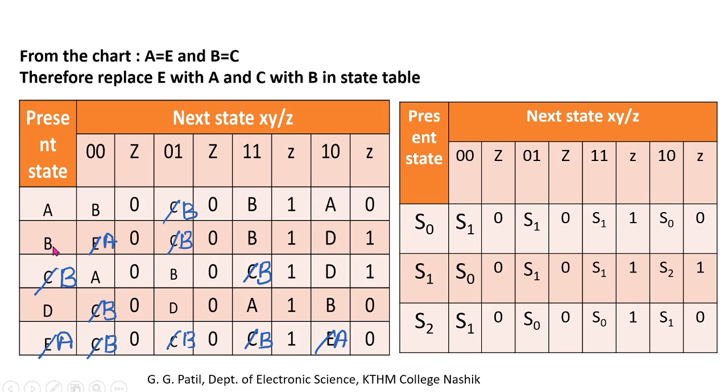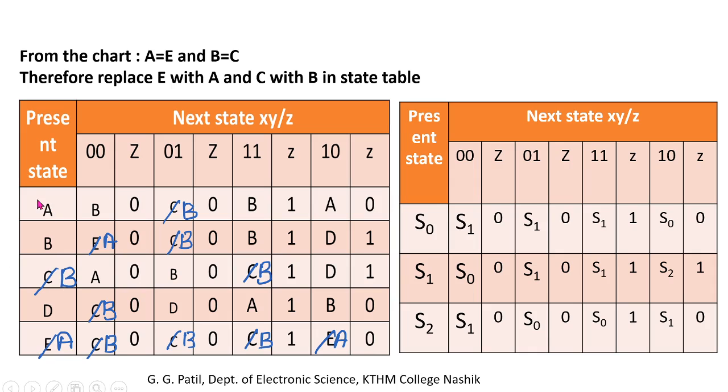Again, see here B and C. These two rows are exactly the same: A 0 0, B 0, B 1 1, D 1 1. So instead of writing two rows, we'll write only one. So here one of the rows gets eliminated, and after doing that, what are the states left? The states left are A, B and D.